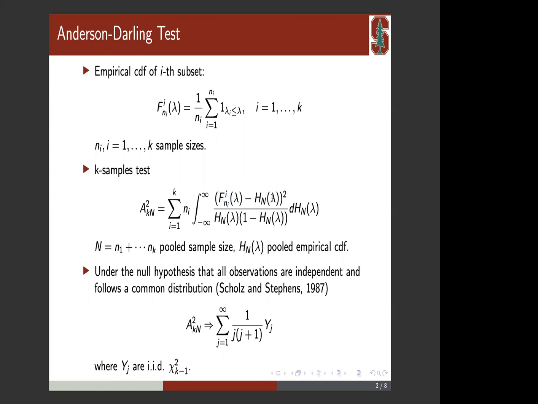the pooled empirical CDF. Under the null hypothesis that all observations are independent and follow a common distribution, Scholz and Stephens show that the Anderson-Darling statistic converges to a limiting distribution given by a weighted sum of IID chi-square distributions.